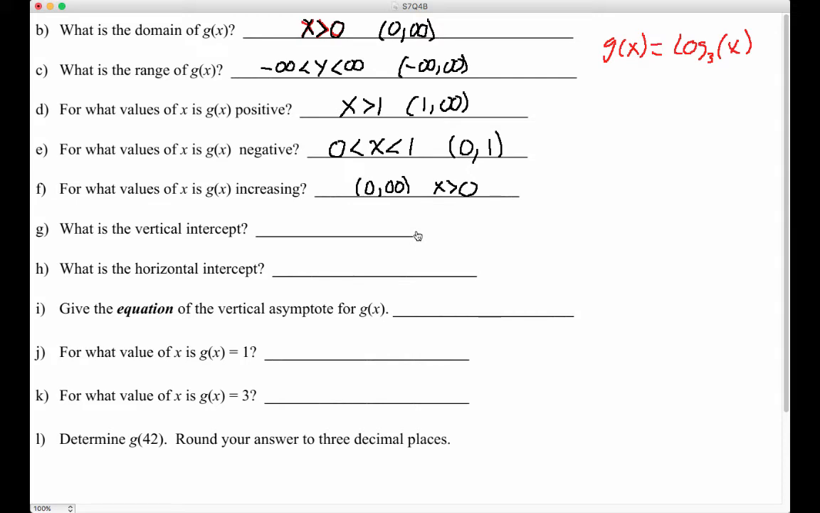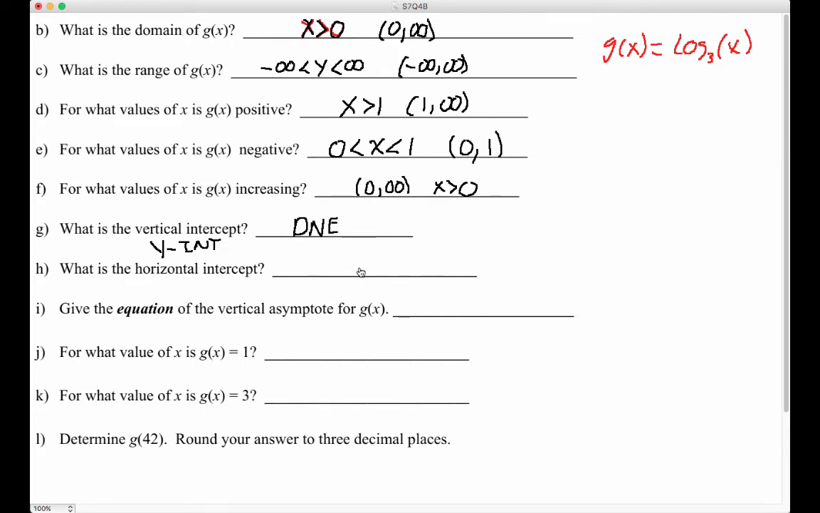What is the vertical intercept? Okay, so the vertical intercept means we're asking where does it cross the y-axis, right? So that's the y-intercept. And remember that this particular graph has the y-axis as a vertical asymptote, so it does not exist. There are no vertical intercepts of this graph.